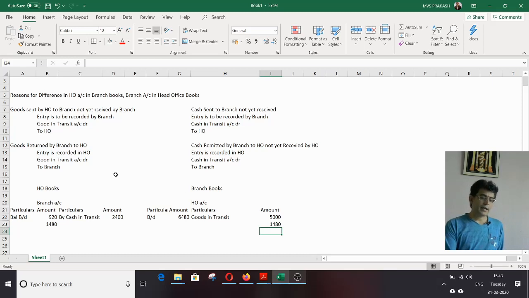Now I hope that the reasons for reconciliation are understood, and how you do the reconciliation is also clearly understood. Okay, so just take down the head office books, in which the branch account appears, and in the branch books the head office account. Then we'll proceed further and solve the problem.